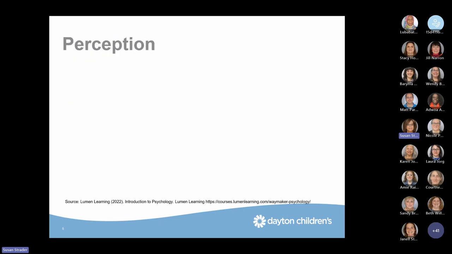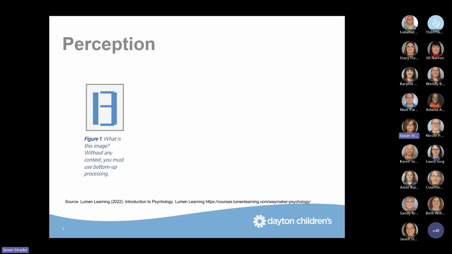So as we grow and develop is how we determine what these stimuli are, what can affect it, and how we perceive them. So if we take an image, right here, we're using bottom-up processing. We have no other contextual clues to say what this is. This could be a picture, this could be a letter, it could be a number.